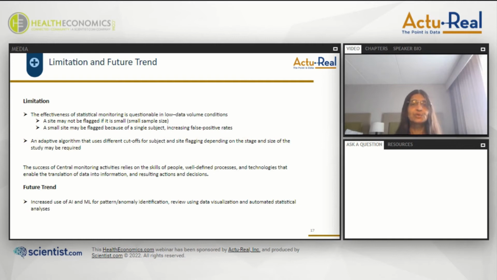The approach to the statistical monitoring can still be applied even if the data are not large or the number of sites is not large. So we can do similar things. It's just that statistical testing may not be very meaningful. And also, a way to get around this and to progress this to the next level is increased use of AI and ML for pattern and anomaly identification and automated statistical analysis, which some of the platforms are trying to incorporate. We will also hear more about AI and ML later.